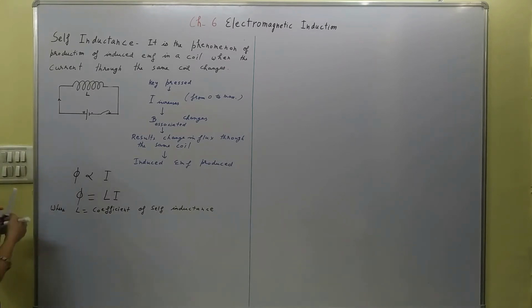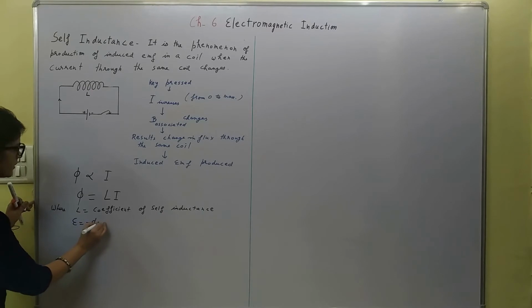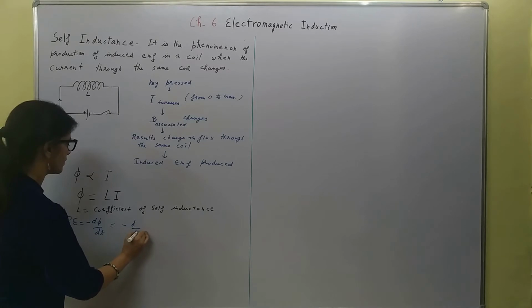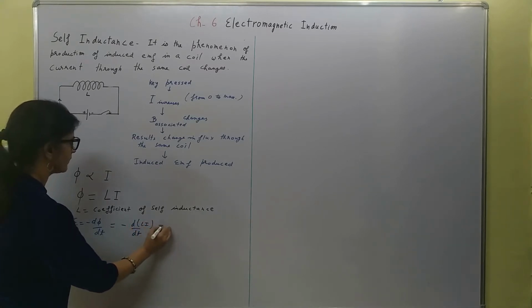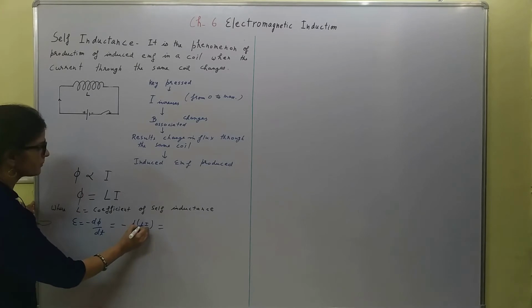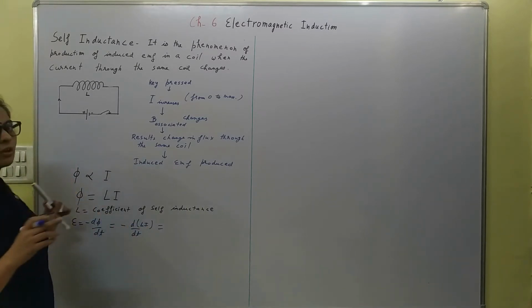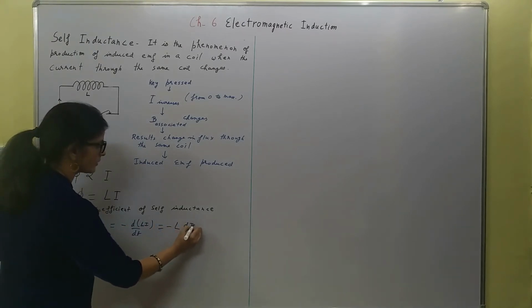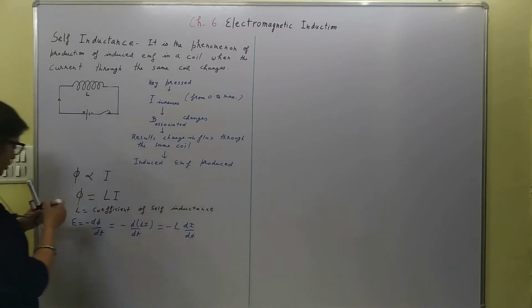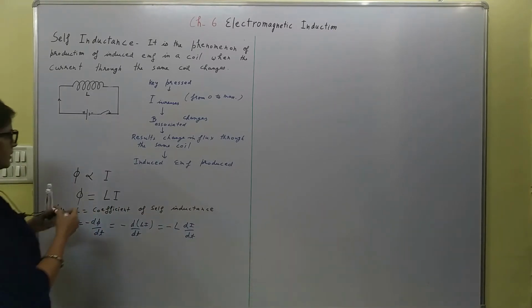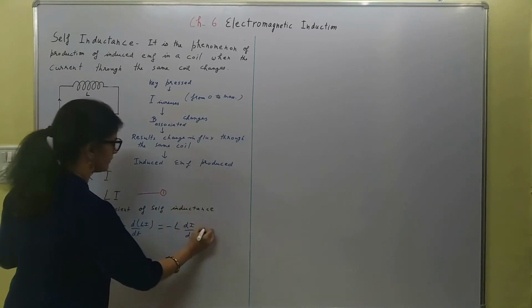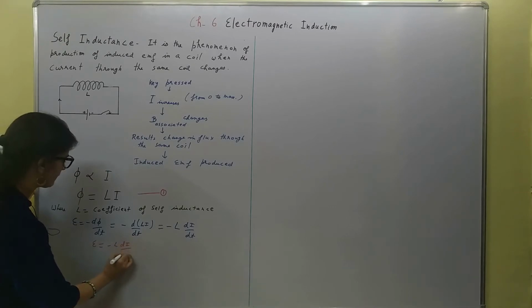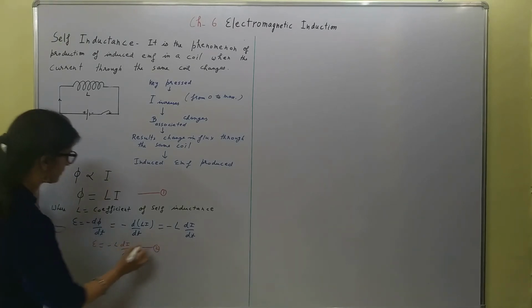And then according to Faraday's law, we know that E is equal to minus d phi by dt. This can be written as minus d by dt of L i. L depends on the geometry of the conductor and the material on which it is wound, that we'll discuss later on. So L can be taken outside. This can be written as this. So we have two expressions to define the coefficient of self-inductance. This is the first expression. This second one I'm writing again here, minus L di by dt. This is the second expression.